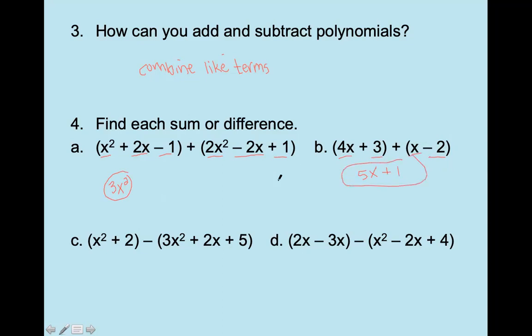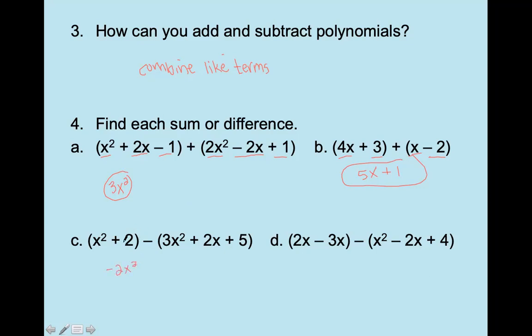All right, let's jump to C. This time it's subtraction. So I have to remember that I have these terms here that stay as they are, but this negative, if you want to think about distributing, is going to change the sign of everything in this parentheses. Or I can just go step by step. What's 1x squared minus 3x squared? 1 minus 3 is negative 2x squared.